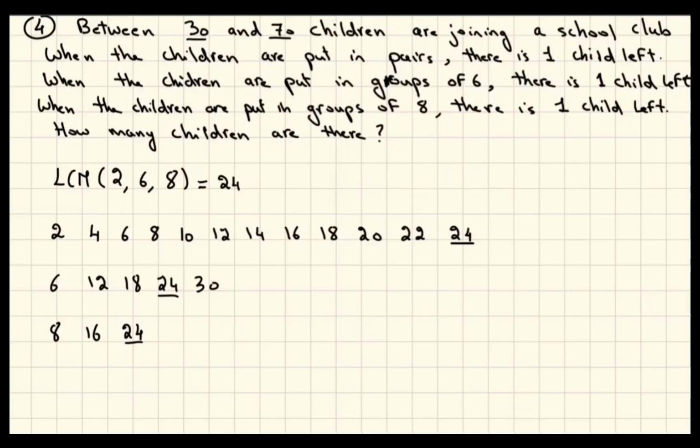So you try 24 times 2 plus 1. If it doesn't work, you need to try 24 times 3 plus 1. So let's try 24 times 2. This will give us 48 plus 1, which is 49. Is 49 between 30 and 70? Yes, it is correct.